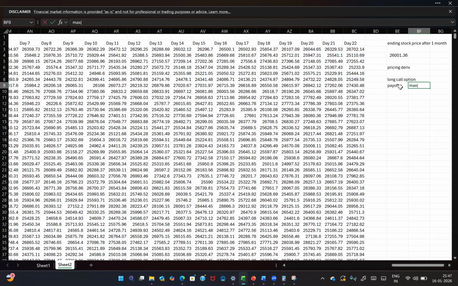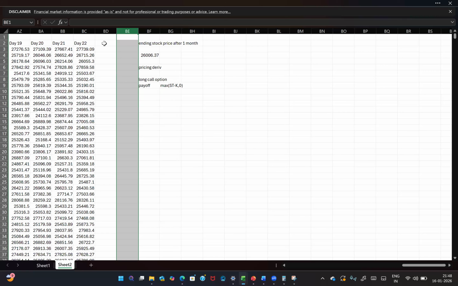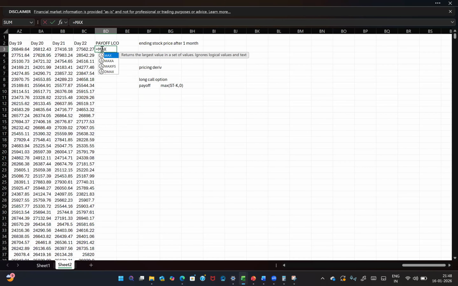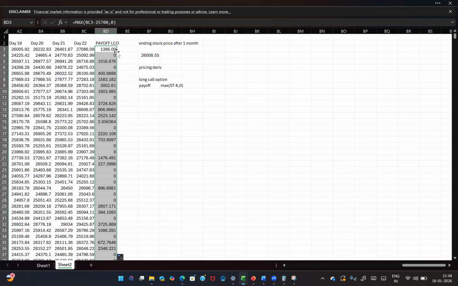And what we'll do is let's just put a new column here and let's call it payoff. So payoff for say long call option will be equal to max of ending stock price, which is day 22 stock price, minus strike price. Assume it is 25700 comma 0. So these are the payoffs, right?